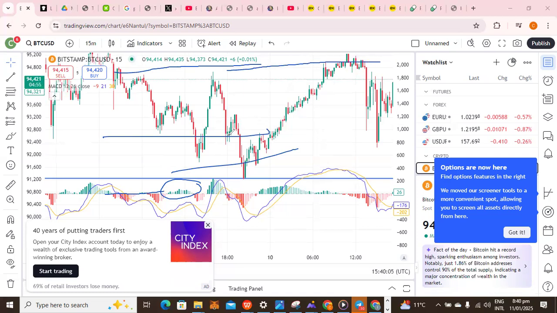Because if it's a breakout, let's say over here, we were almost having a breakout. If I were to draw a line over here, this is almost resistance.